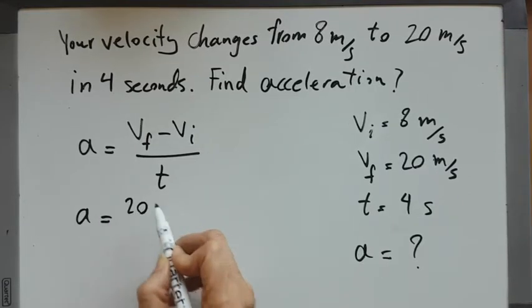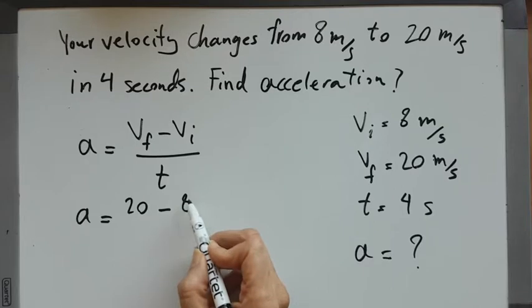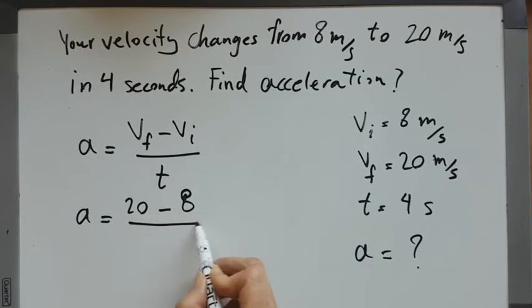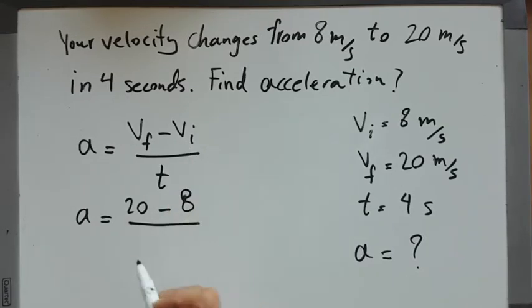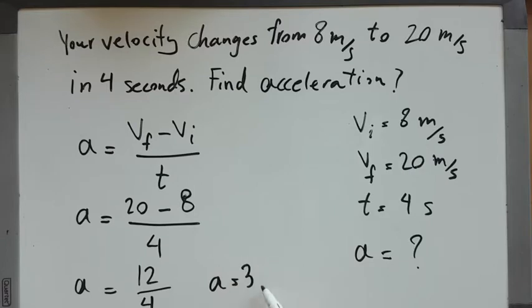Of course, 20 minus 8 divided by 4. And in here, so these steps are very important. And in here I will have 12 divided by 4. So my acceleration would end up being 3 meter per second square.